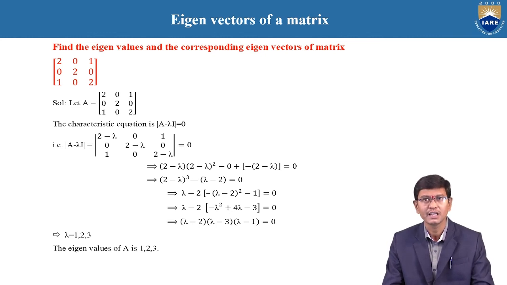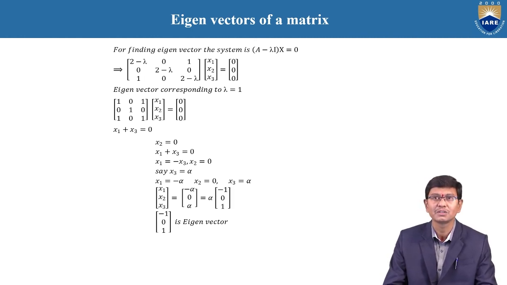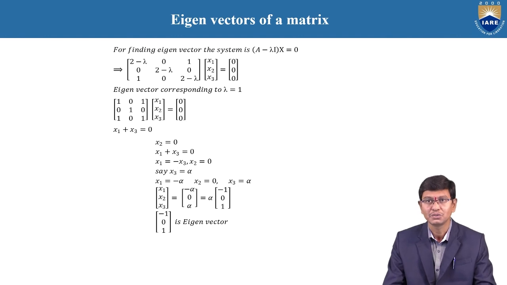You obtain that clearly. And next, we are going to find the eigenvectors of the matrix corresponding to lambda is equal to 2. For example, first take lambda is equal to 1. The corresponding matrix is 1, 0, 1, 0, 1, 0, 1, 0, 1. By solving A minus lambda I into x is equal to 0, finally, by solving this equation, the eigenvector is minus 1, 0, 0, 1.